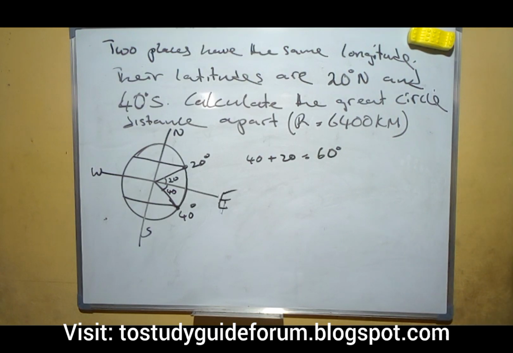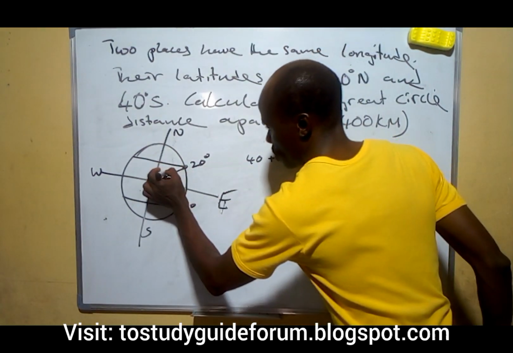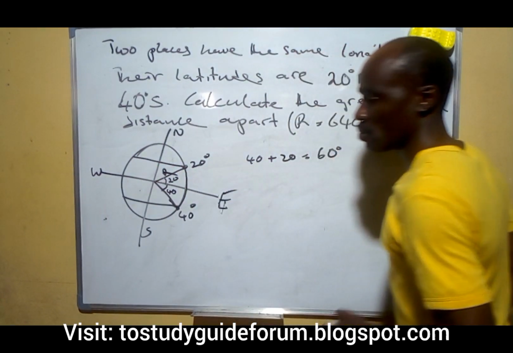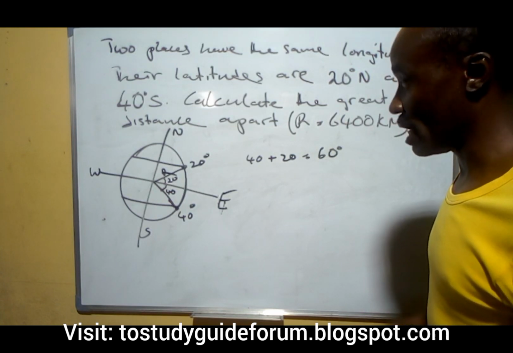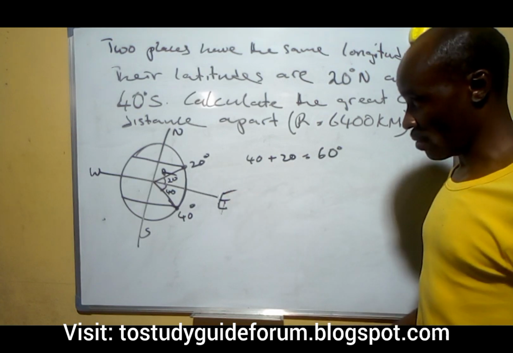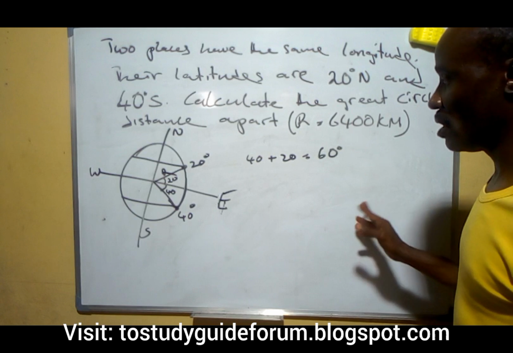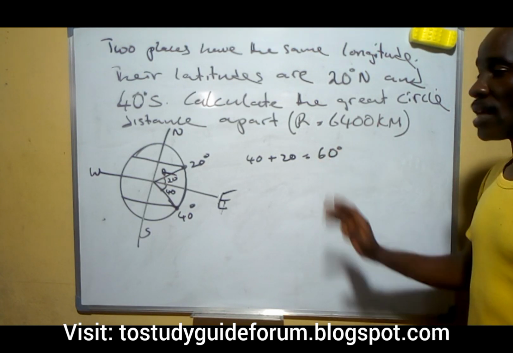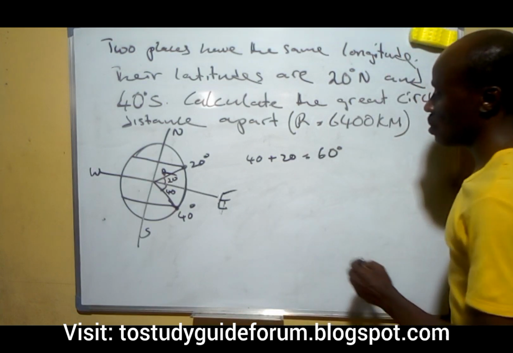Now, since it's a great circle, they have the same meridian. That means this radius stands for the radius of the earth. Like I told you in a previous video, for the great circles, all the radii stand for the same radius as the radius of the earth. So now let's quickly go down.